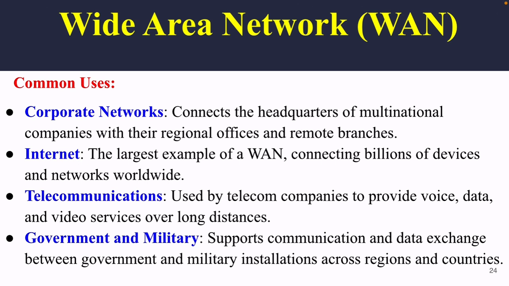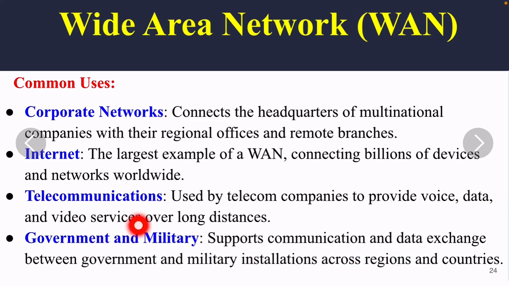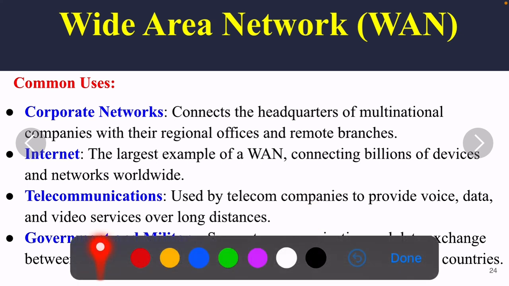So common uses of the wide area network are corporate networks, internet, telecommunication, and government and military. In corporate networks, it connects the headquarters of multinational companies with their regional offices and remote branches. Then another is the internet. The largest example of a WAN is the internet. It connects billions of devices and networks worldwide. Then next is telecommunication, used by telecom companies to provide voice, data, and video services over long distances.